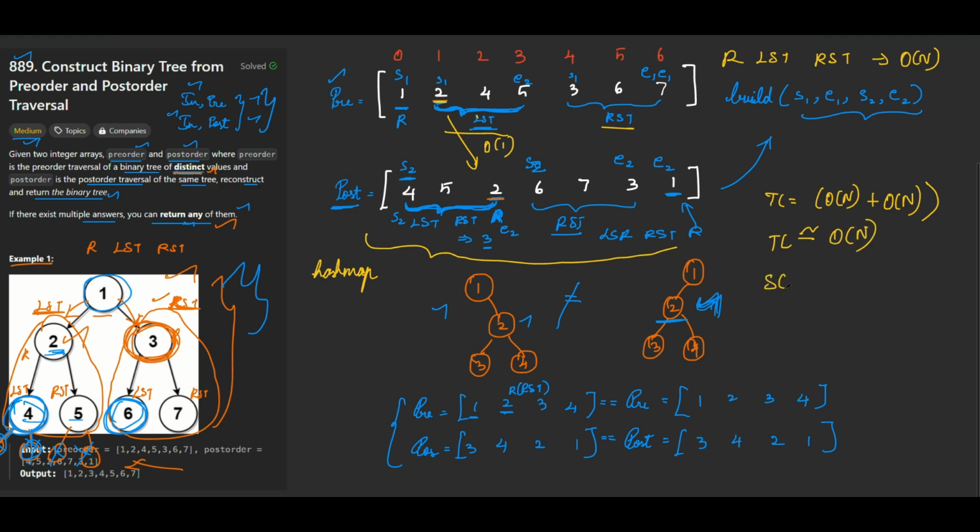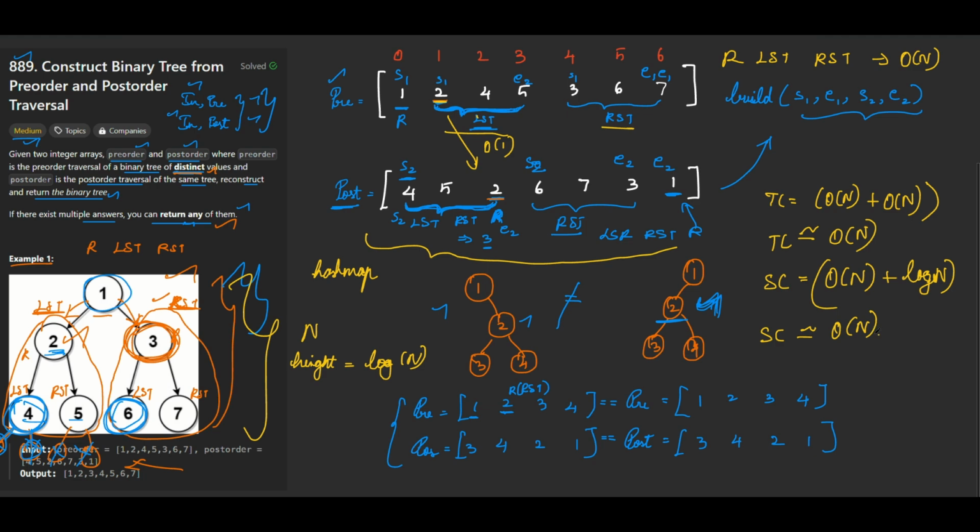So now what about the space complexity? Obviously we are using a hash map, so it is O(n), and the recursive stack, if there are n nodes here, then the height of the tree will be log n, right? So O(n) plus log n. Forgive my handwriting. Now space complexity will be approximately equal to O(n). So with that being said, let's quickly dive into the code.